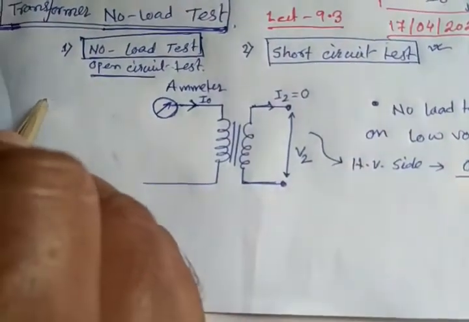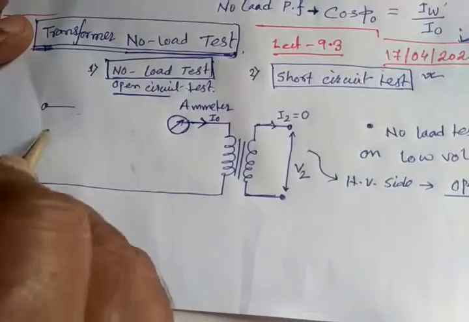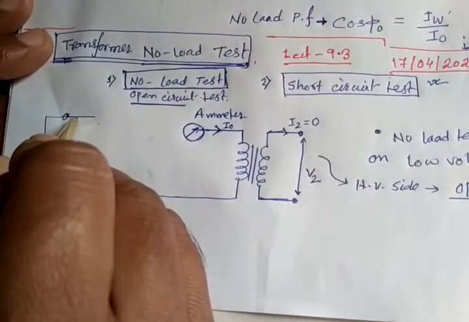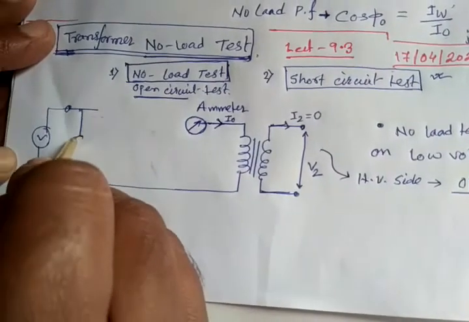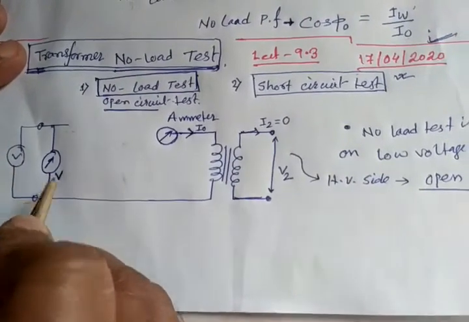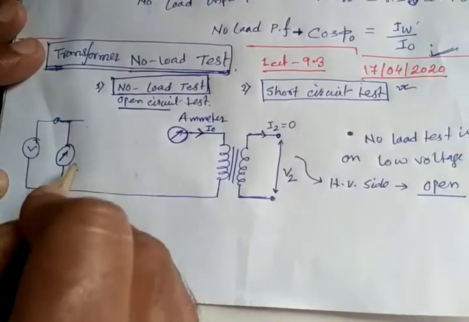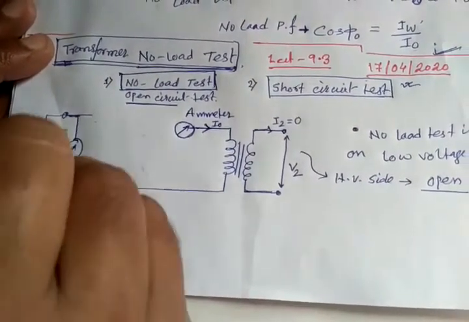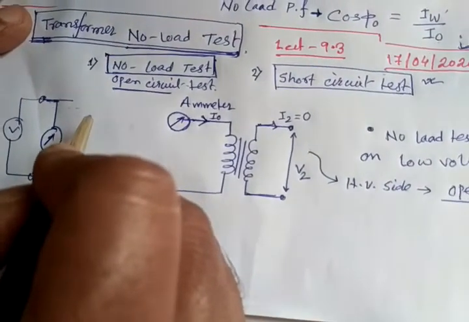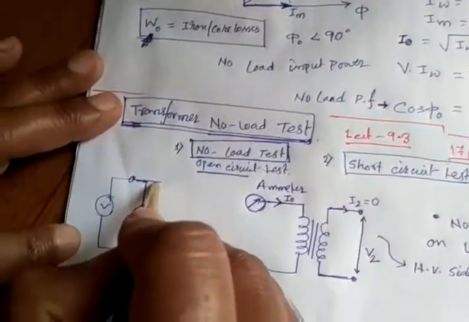Now we also need one voltmeter. Suppose this is the supply, which we are giving here. To measure the supply voltage, we need to connect a voltmeter in parallel. So this is a voltmeter. This voltmeter will measure the supply voltage, that is V1. Now another thing we need is a wattmeter. This wattmeter will measure the input power. So let's connect a wattmeter also.